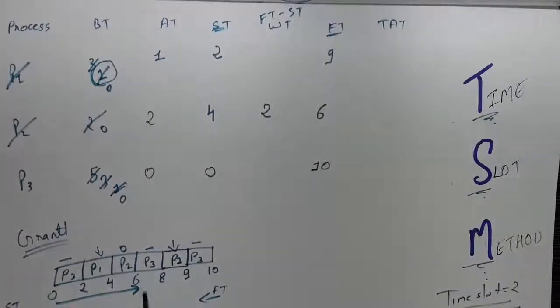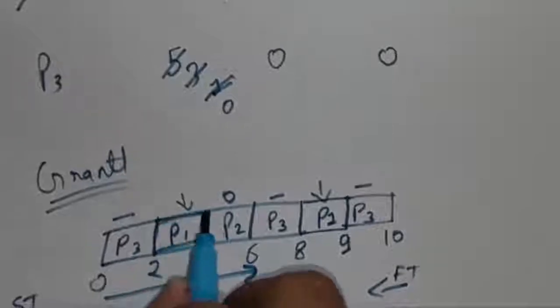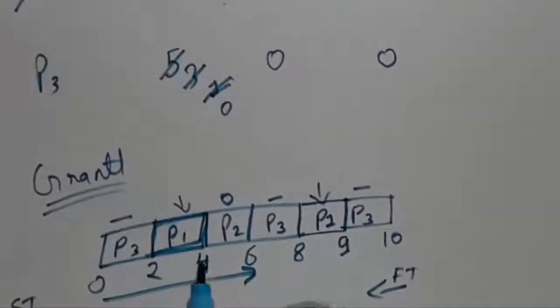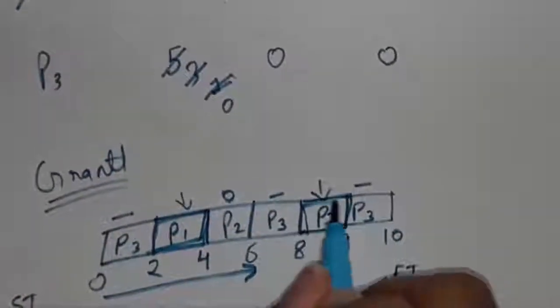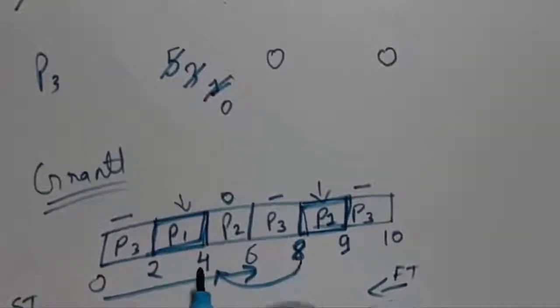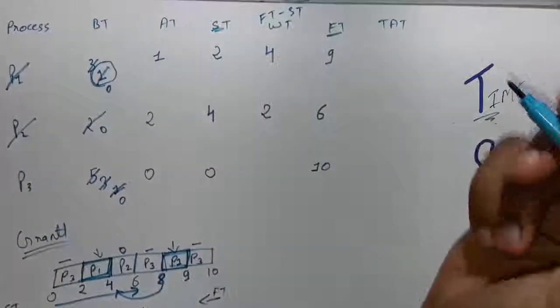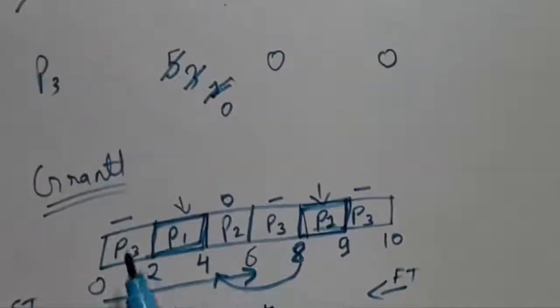So first we will find P1. If you want to directly find the waiting time of P1, you have to look at the end of the first part. P1 ended on 4 and the next part of P1 started on 8. So you have to subtract this by this. 8 minus 4 will be 4. So write 4 here.